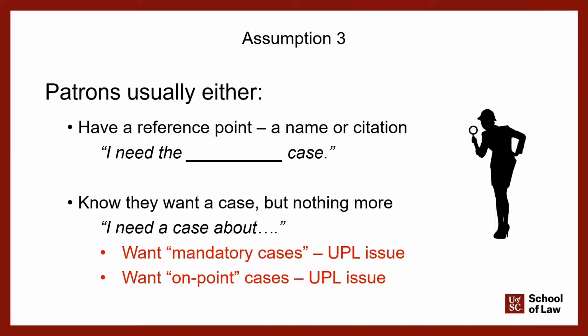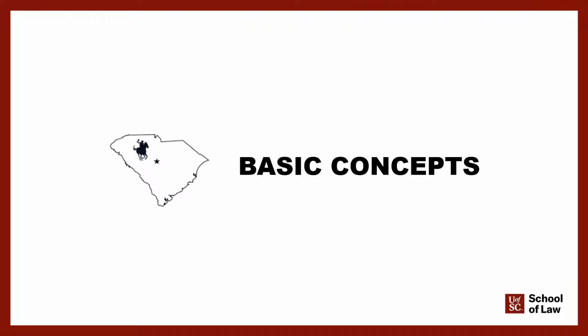And when I have put UPL in here, that's an abbreviation for unauthorized practice of law, which means you're doing the jobs that the lawyers do. And I will touch on this in a couple more places in this presentation, but you want to avoid that. In South Carolina, the unauthorized practice of law is a felony, and we don't want to encourage you to commit a felony. So the more judgment they're asking you to exercise, the more you have to be aware of the UPL issue. So let's move into basic concepts.